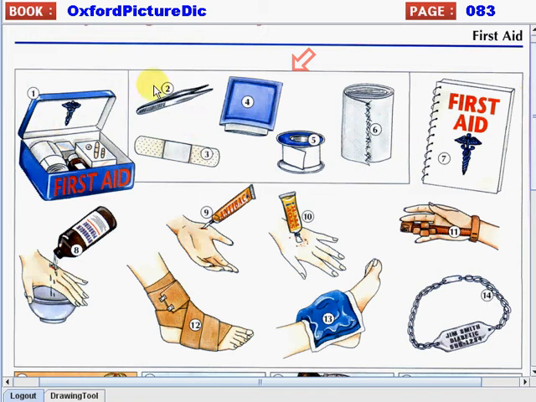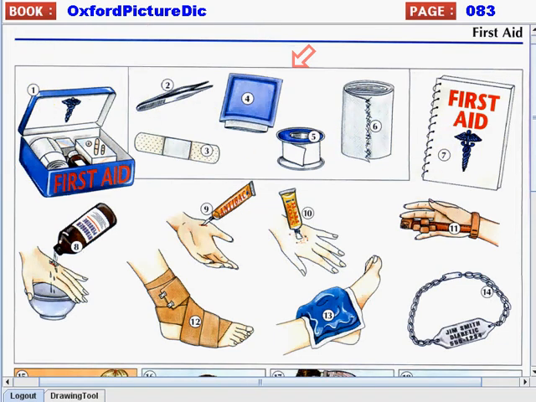Alright, so you see here things you can put inside your first aid kit. First aid kit. Okay, this is a first aid kit. It is a kit containing supplies for administering emergency treatment for injuries, poisoning, or sudden illness. It contains such things as bandages, antiseptics, and painkillers. Let's name these things one by one.